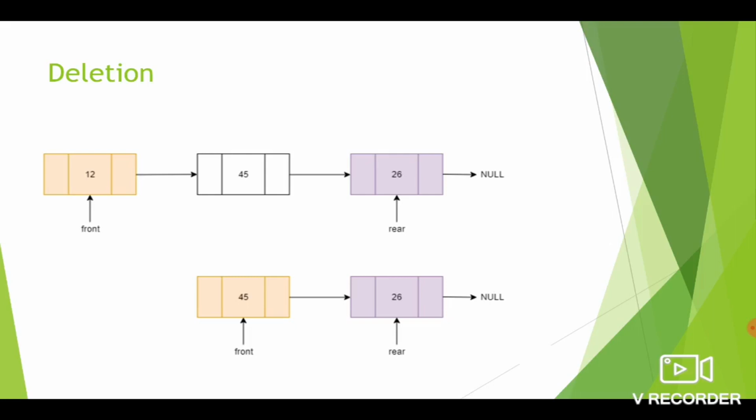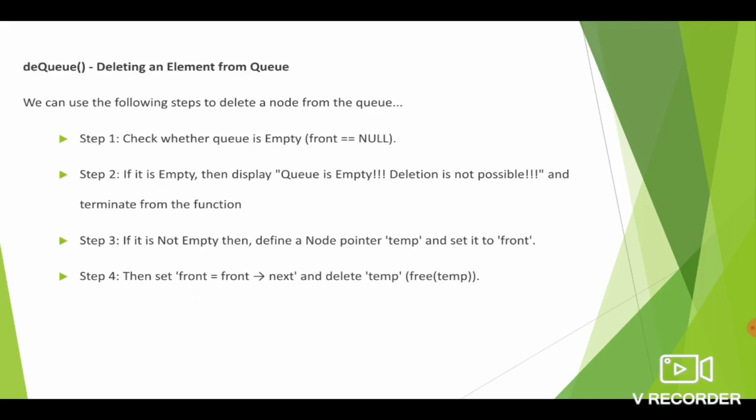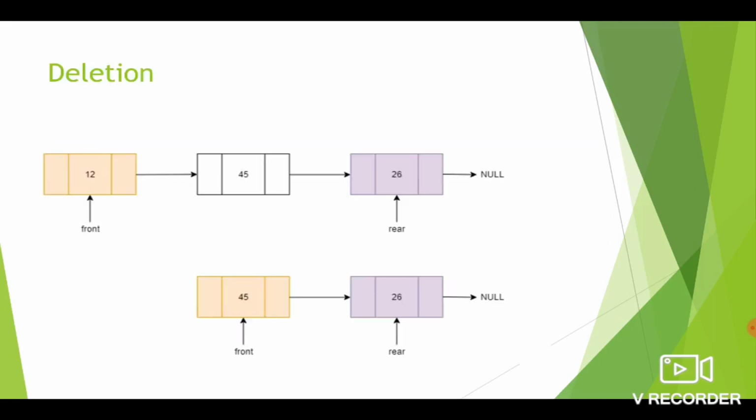So 12 is the node we are going to delete. It is assigned to one temporary pointer, and after deleting the node, the front should point to the next node, that is front is equal to front of next. Now front points to 45, that is the next node of 12.